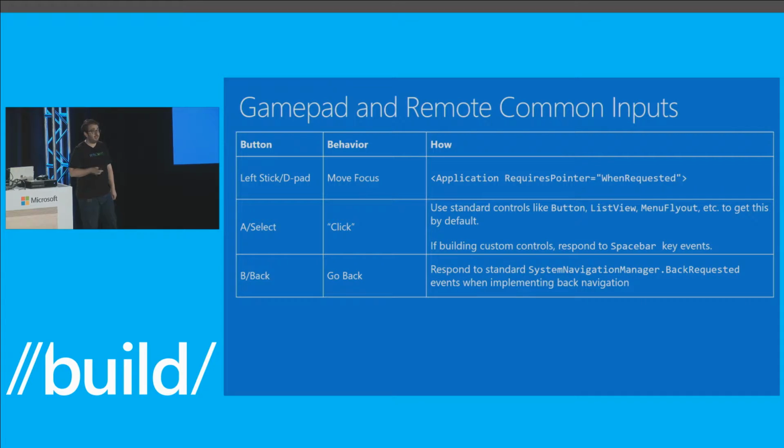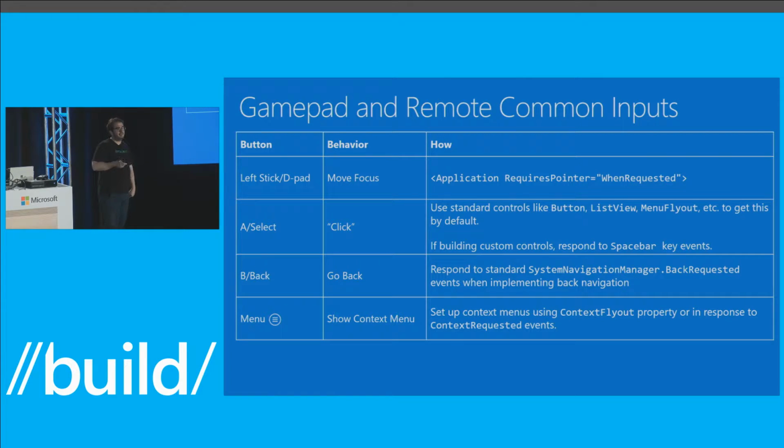Same is true with B. If you're building a good UWP app, you're listening to the System Navigation Manager's back requested event. That's the event that gets fired when people hit the hardware back button or the back button in the caption area. So if you're just listening to that event, your app will already work with B.